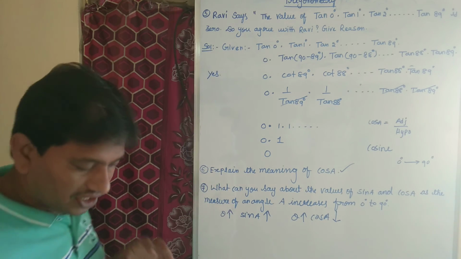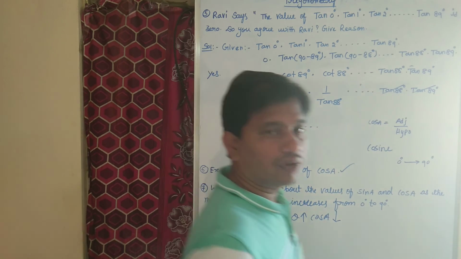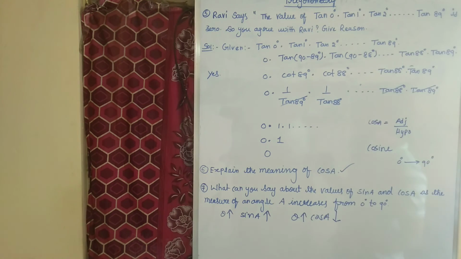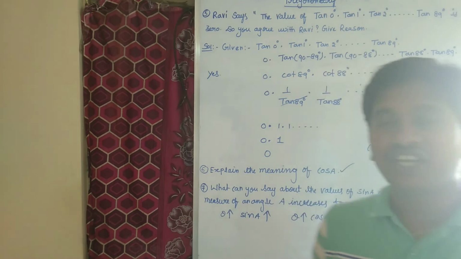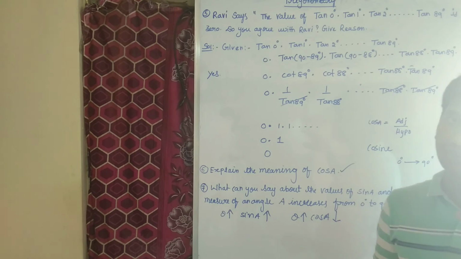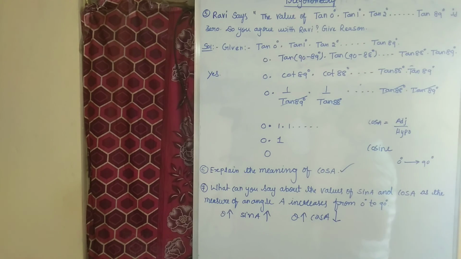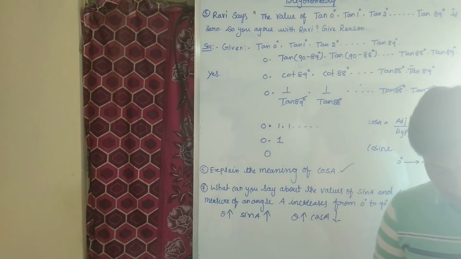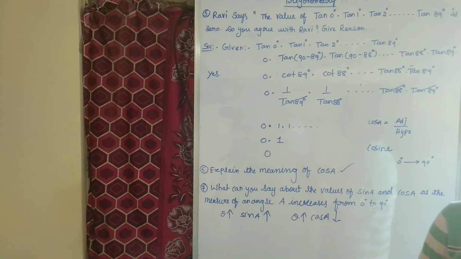Is it clear, students? What is the meaning of this statement? If theta increases from 0 to 90 degrees, sin A value also increases. If theta increases from 0 to 90 degrees, cos values are decreasing. So these are the types of problems mostly they are asking in the public examination. Okay children?